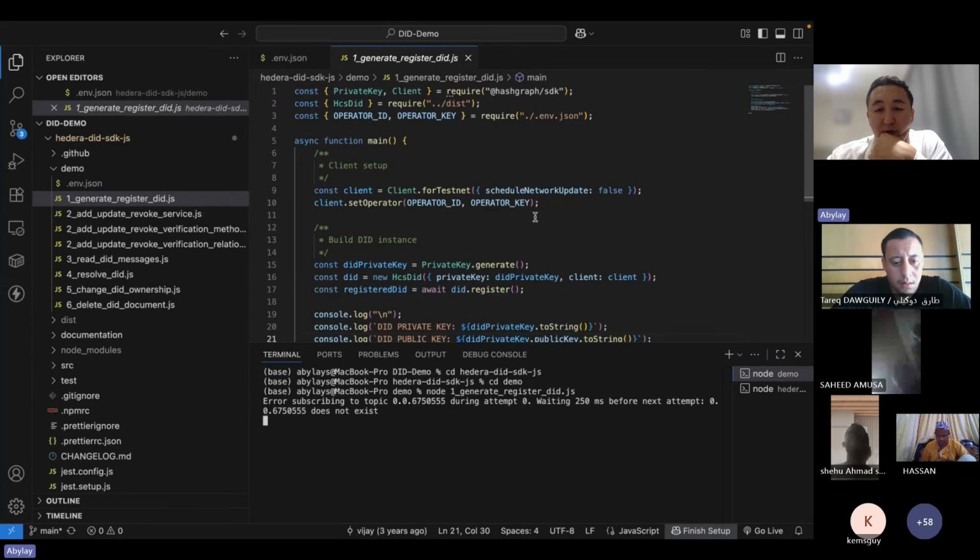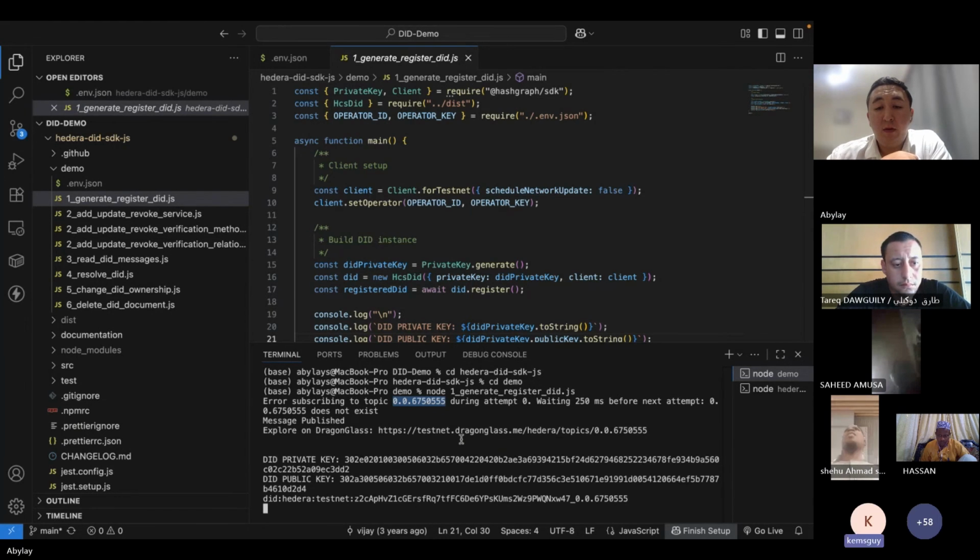Yeah, it's doing something. So it's subscribing to a topic ID. When you create your DID, it creates a topic ID, a separate topic channel for you, which you can use later to update and use your DID. So it says your DID private key is this one, and the DID public key is this one, and the basic identifier is this one. It follows the same format that I've shown: DID, Hedera, testnet, a string, and also the topic ID.